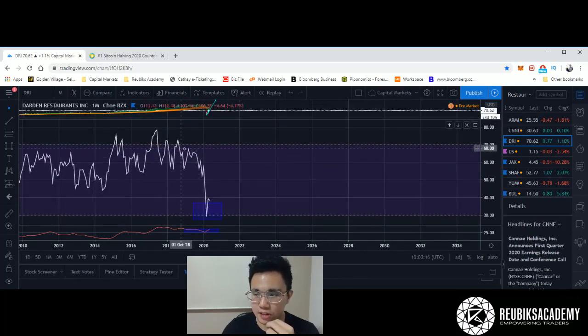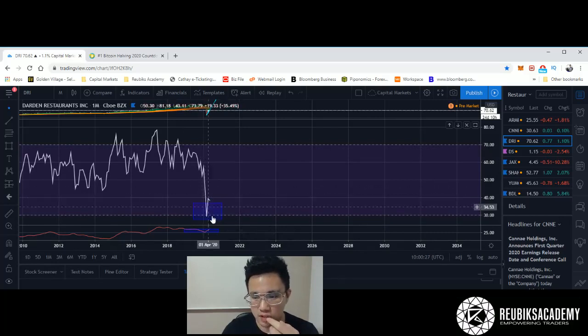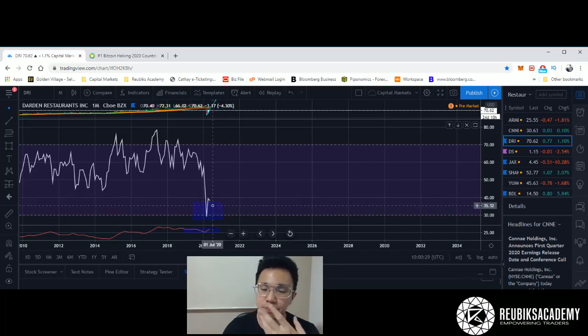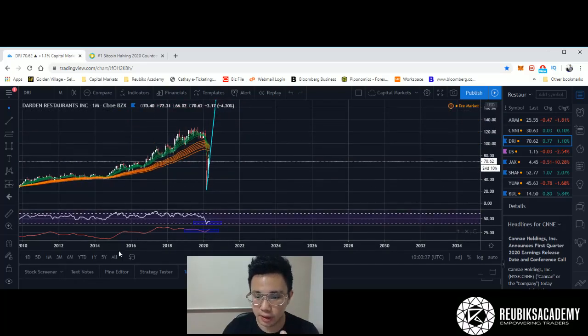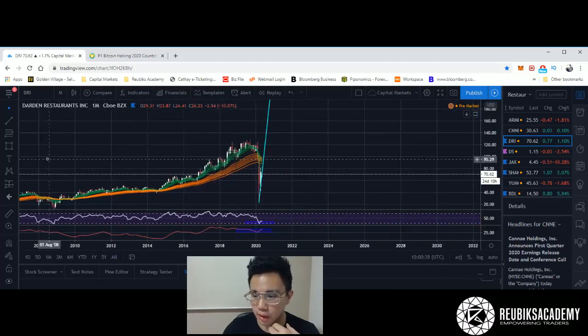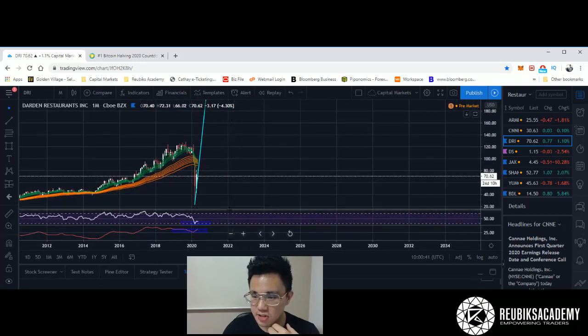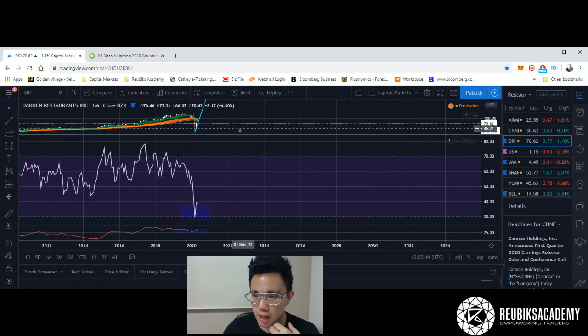Number one is the RSI. As you can see in the blue box, it has recently bounced out of the oversold zone, which means this sharp V-shaped rebound could mean that the stock is now going from the oversold region into overbought. And most importantly, this bounce occurred on the all-time chart.